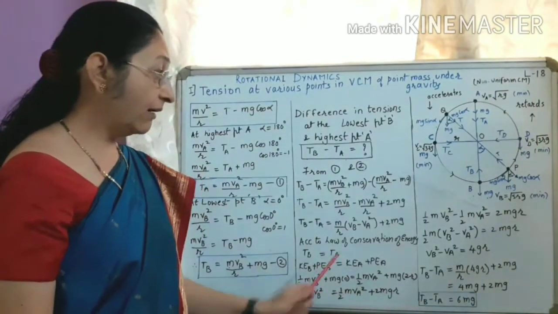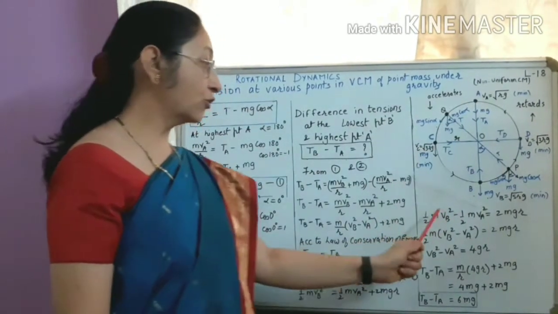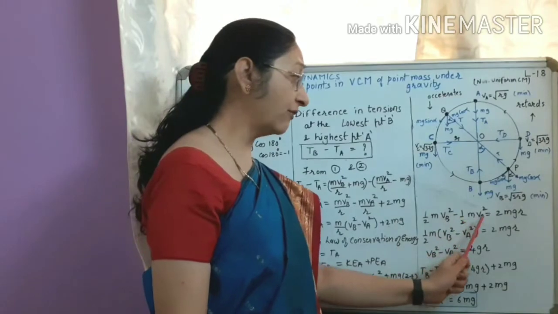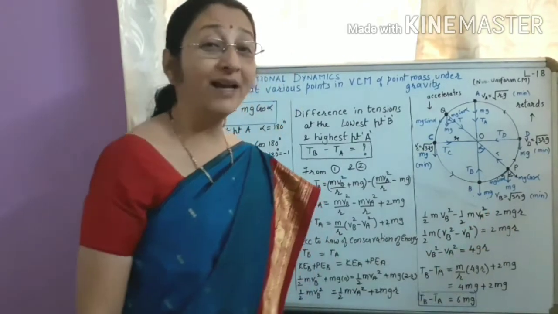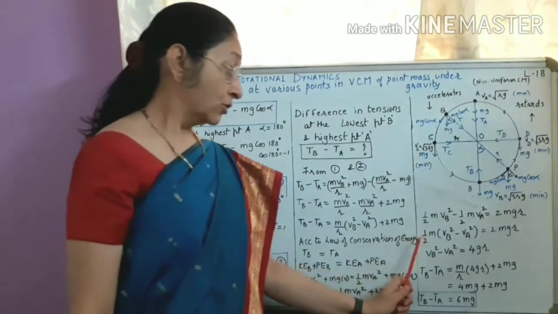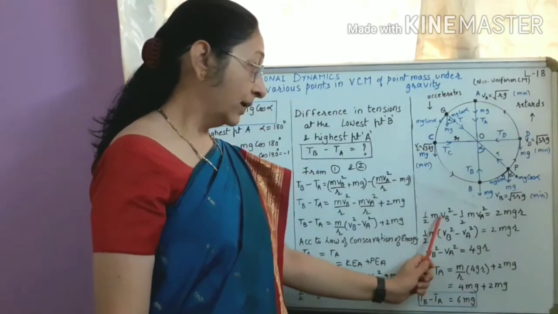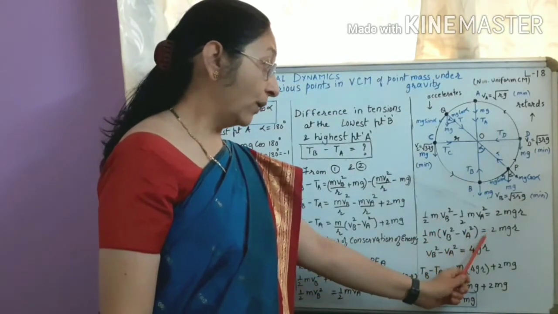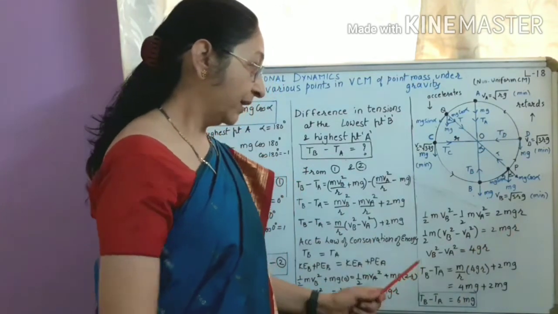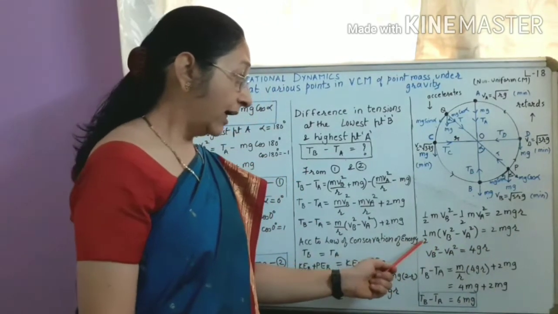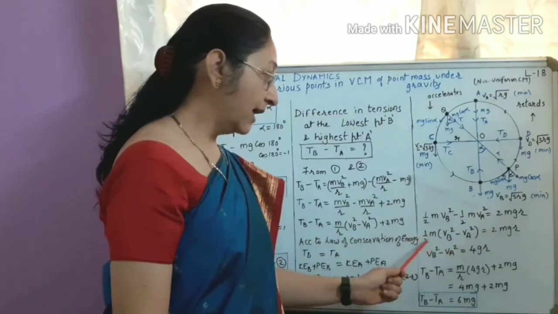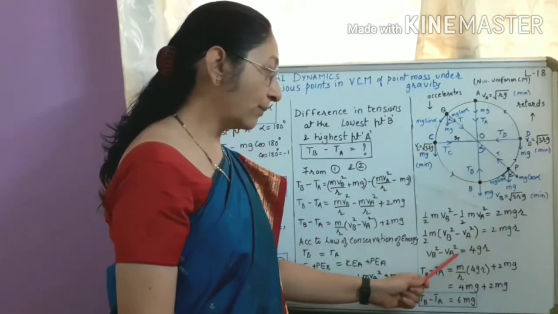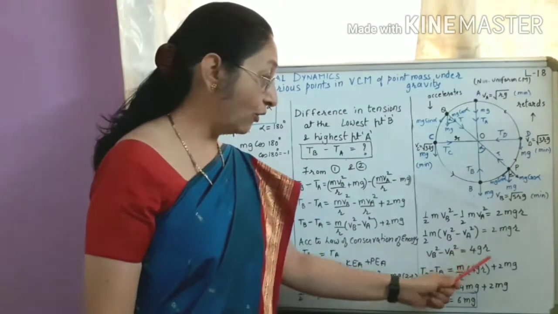Now, we rearrange the terms. We take this term here. So, we get half m vB square minus half m vA square, this is equal to twice mgr. So, with half m taken common, vB square minus vA square is equal to twice mgr. Now, we cancel this and take the 2 here. So, vB square minus vA square is equal to 4gr.